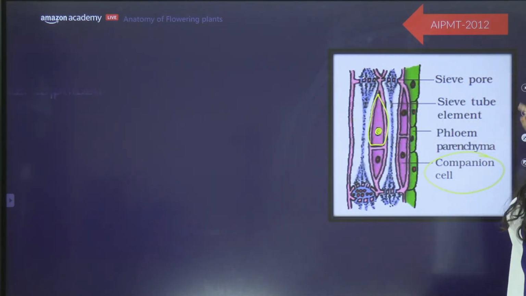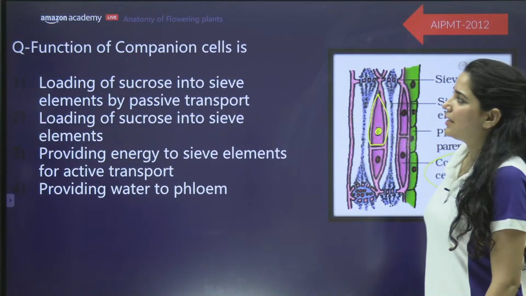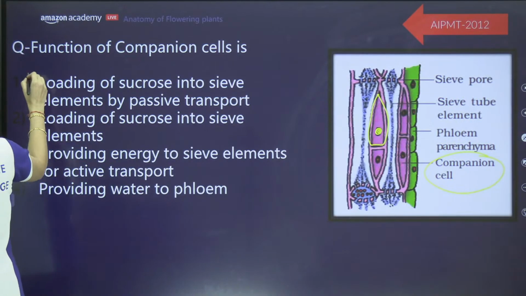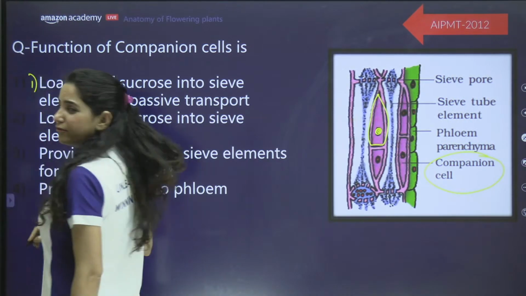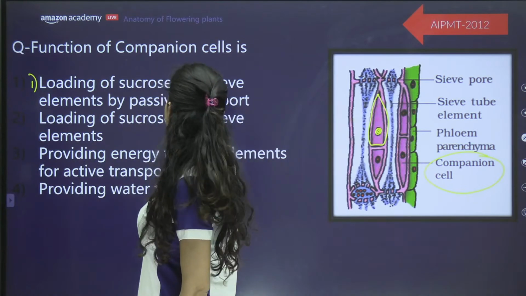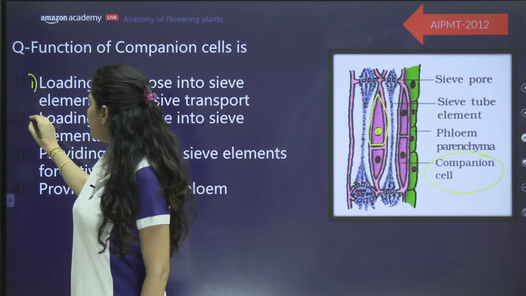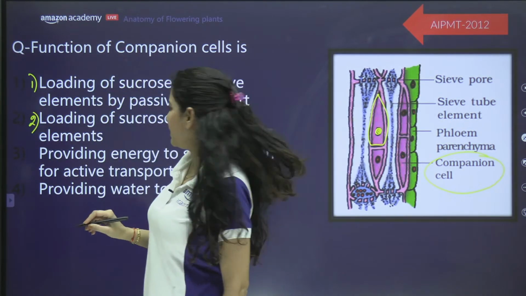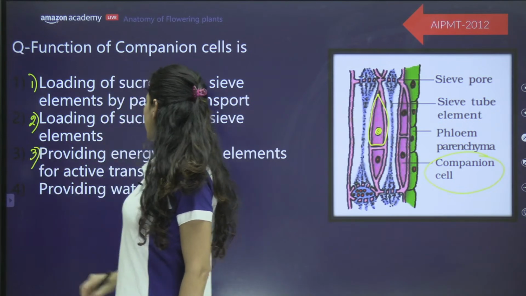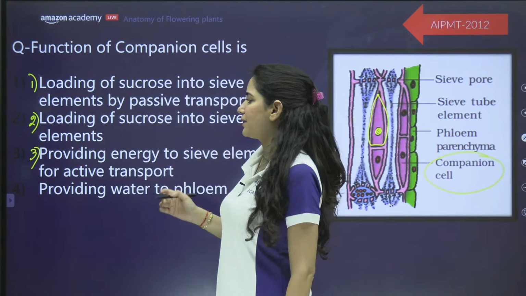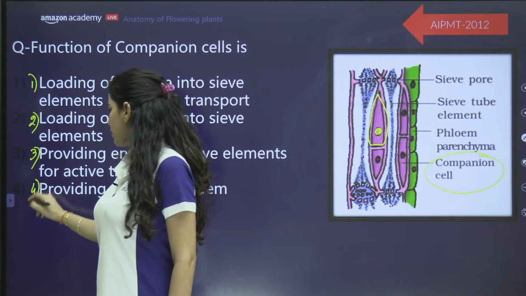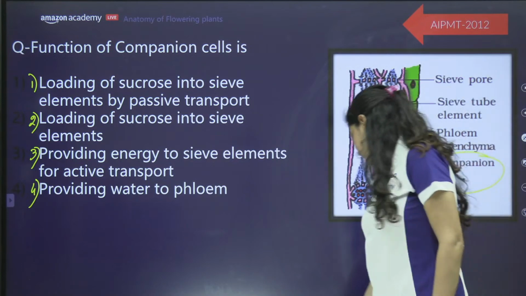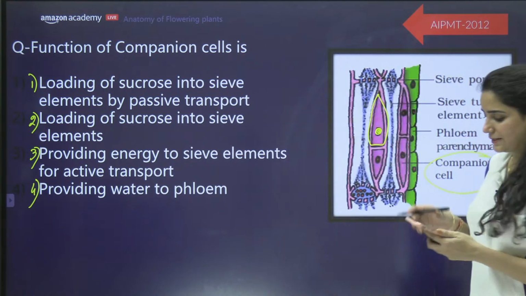Okay, we have another question coming up. What is the question? Function of companion cell is, what is the function? Number 1, loading of sucrose into the sieve elements by passive transport. Number 2, loading of sucrose into sieve tube elements. Number 3, providing energy into sieve tube elements for active transport. And number 4, providing water to phloem. What do you think would be the function of companion cells? Yes, Shad, क्या आंसर होगा इसका?